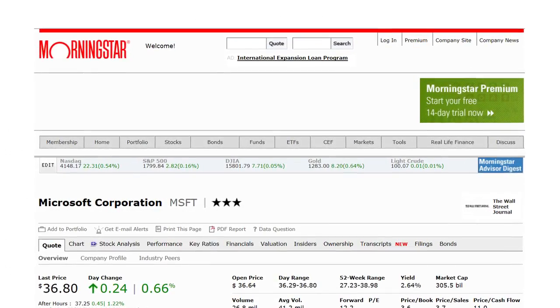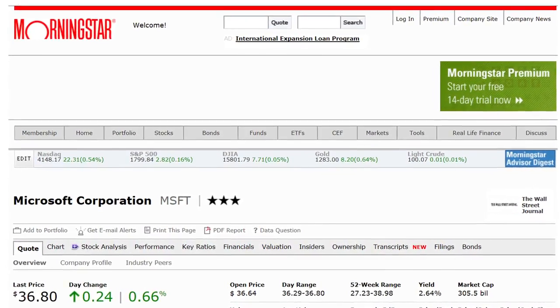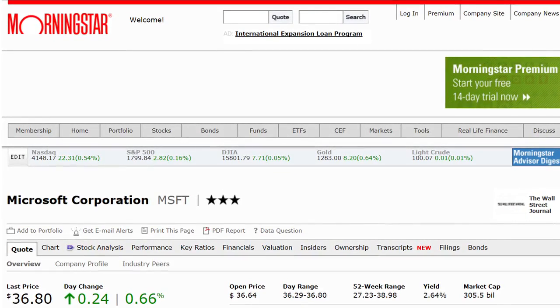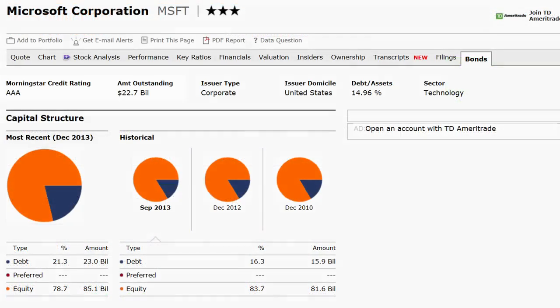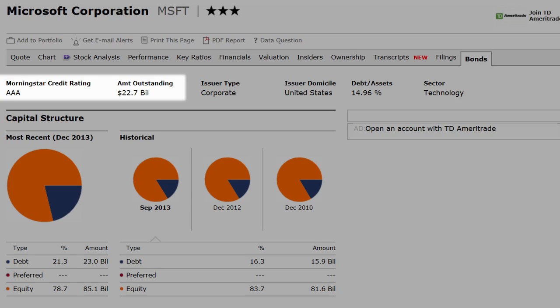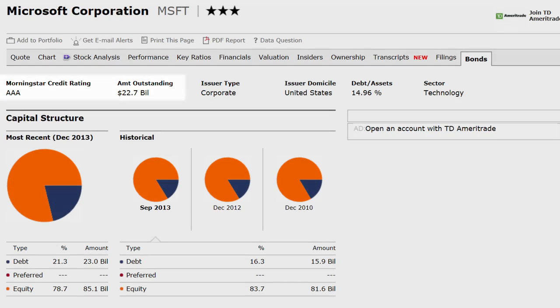So if I consult, for example, Morningstar on this, and I go to the Bond tab on the Morningstar website, first of all, we see their credit rating is currently AAA. We see their outstanding debt at $22.7 billion, so I'm going to actually go ahead and enter that in as the market value.